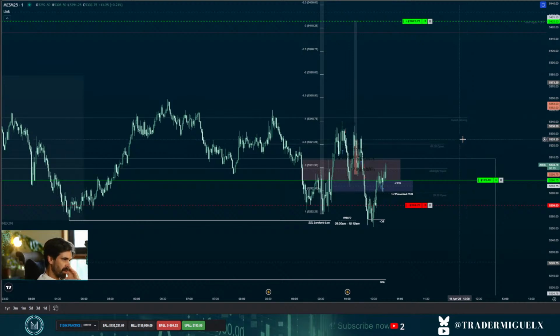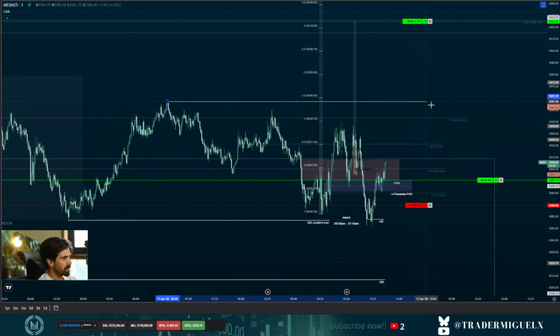Well, so far a nice reaction from the first presented fair value gap. We are displacing to the upside here. So I think that these highs here are all the low-hanging fruit.